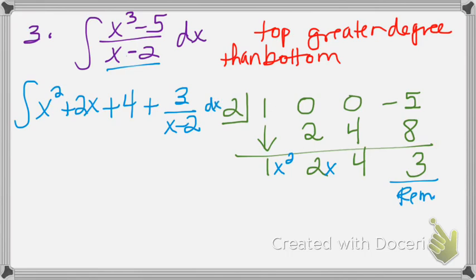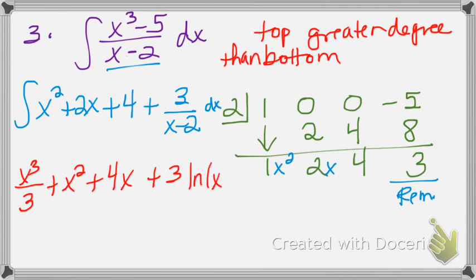So by using synthetic division, I've rewritten the problem. And by rewriting the problem, I can find the antiderivative of each piece. It's now something I know how to solve. So the antiderivative of x squared is x to the third over 3. Antiderivative of 2x is x squared. Antiderivative of 4 is 4x. And antiderivative of 3 over x minus 2 is 3 natural log of x minus 2.